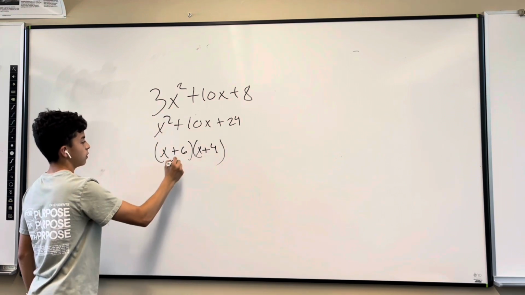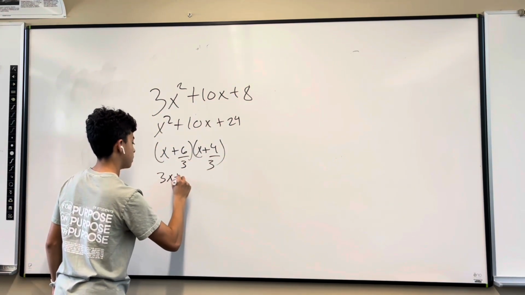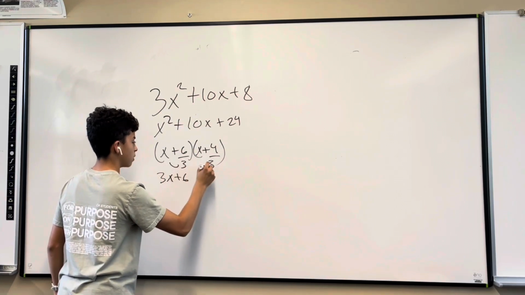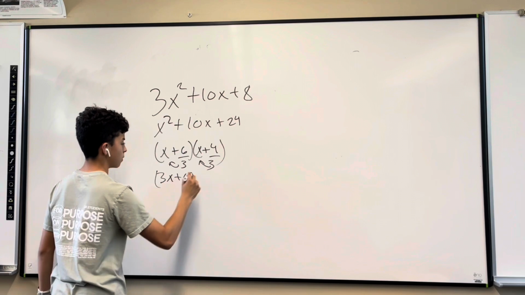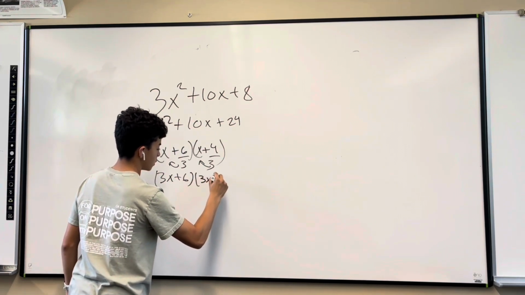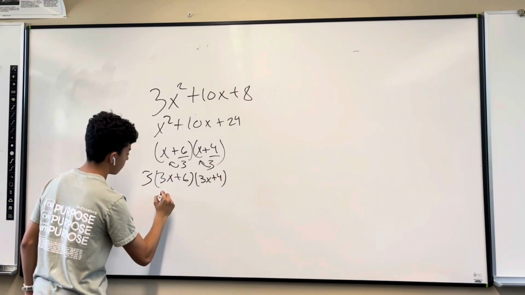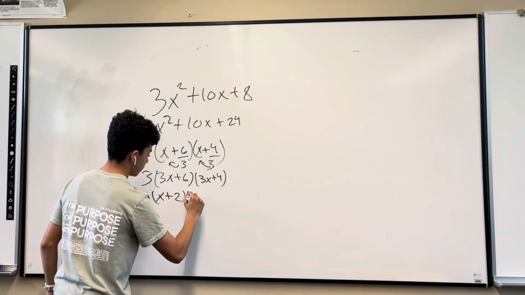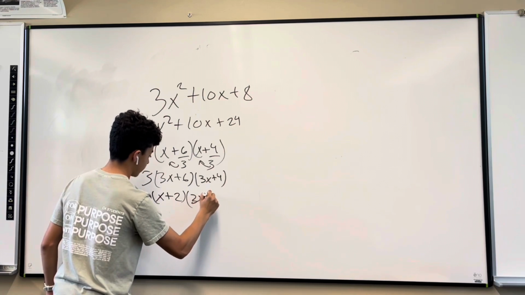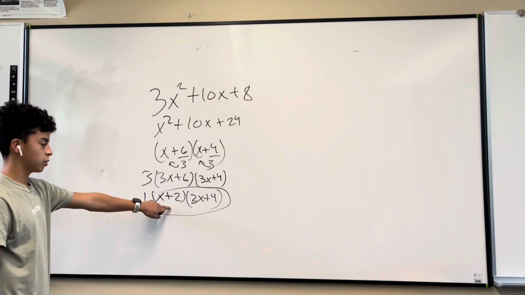Then what was our a? Put it in the bottom. 3x plus 6. Put arrows. 3x plus 6. 3x plus 4. Factor out 3, because here 3 can be factored out. x plus 2. Then this just stays the same because nothing can be factored out. And that is your final answer. x plus 2, 3x plus 4.